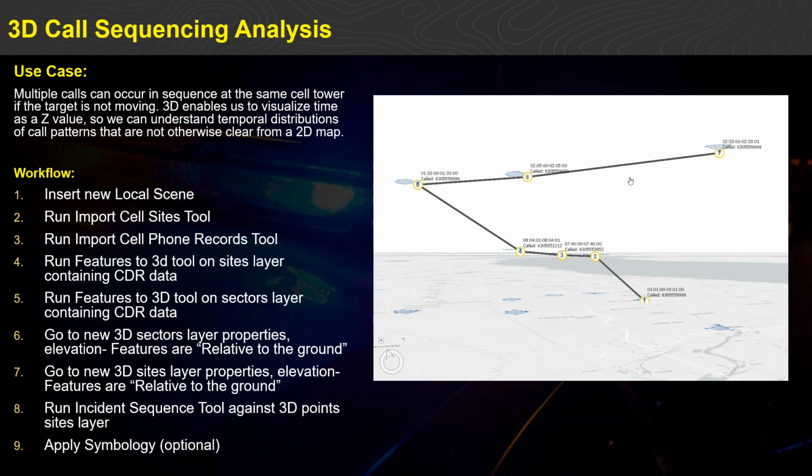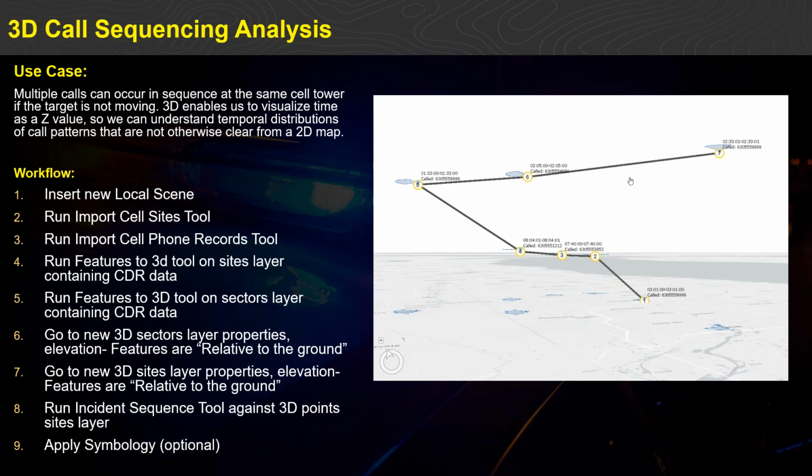And so the way that this tool works is you're going to create, instead of a new map in ArcGIS Pro, a new scene, a local scene. And then you're going to do the same thing as before. You're going to run your cell sites tool and import your cell phone records tool. And that's going to give you two-dimensional layers, one of your cell towers and one of your cell sectors. Then on each of those, you're going to run the features to 3D tool. And that's going to give you a 3D version of both of those layers. So a 3D cell sites layer and a 3D cell sectors layer.